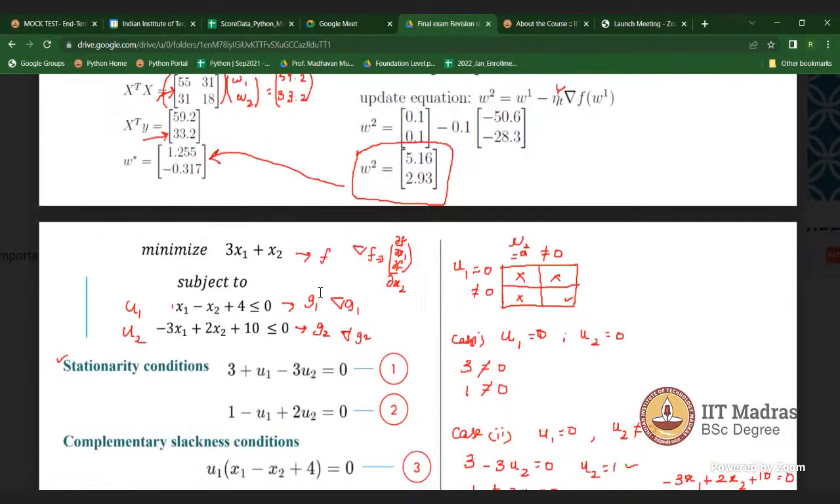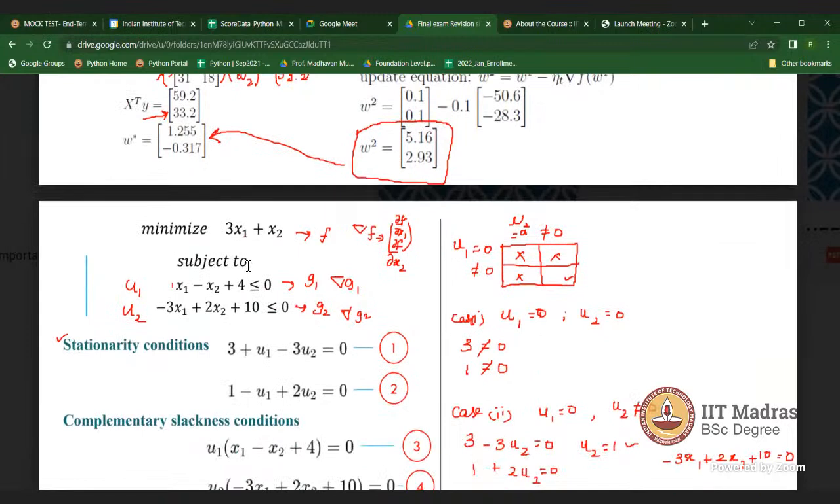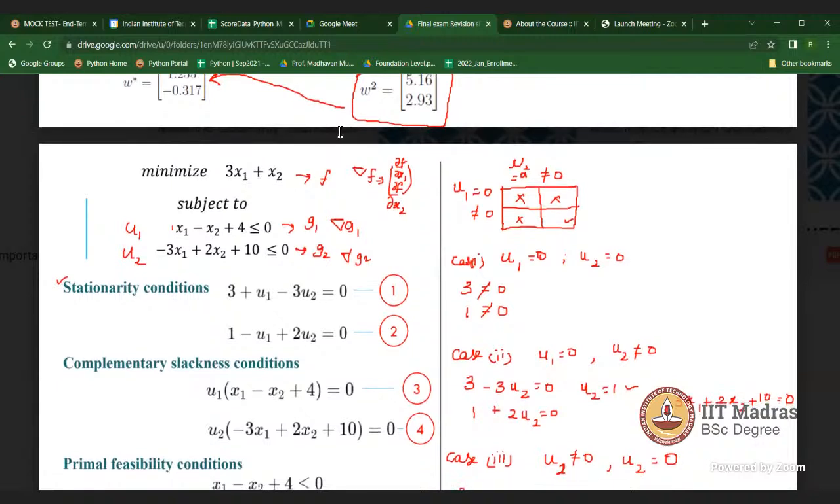So now we'll solve one of these problems: optimizing 3x1 plus x2 with respect to the constraints. We have the constraint x1 minus x2 plus 4 less than or equal to 0, and minus 3x1 plus 2x2 plus 10 less than or equal to 0. When you have only two dimensions, you can directly use graphs to solve it, or else you can solve it this way.